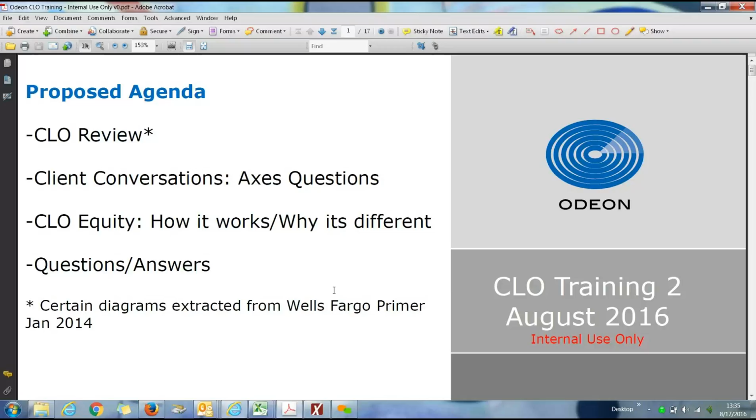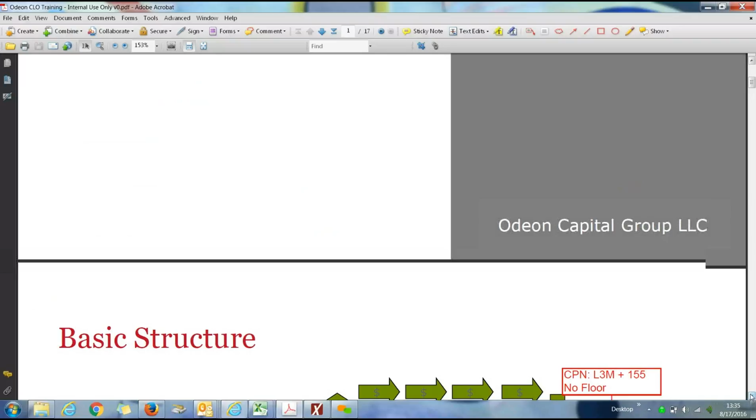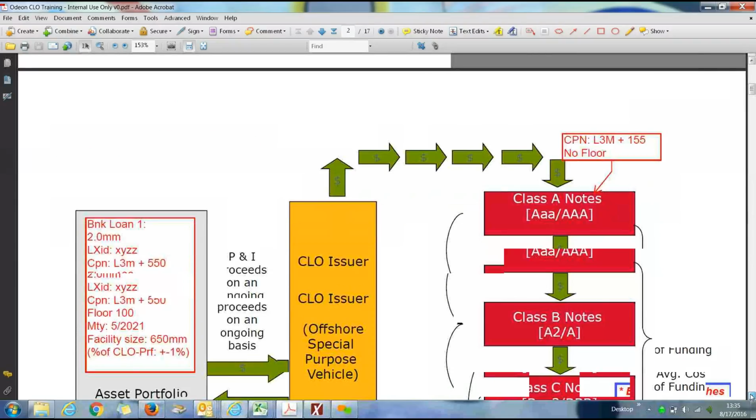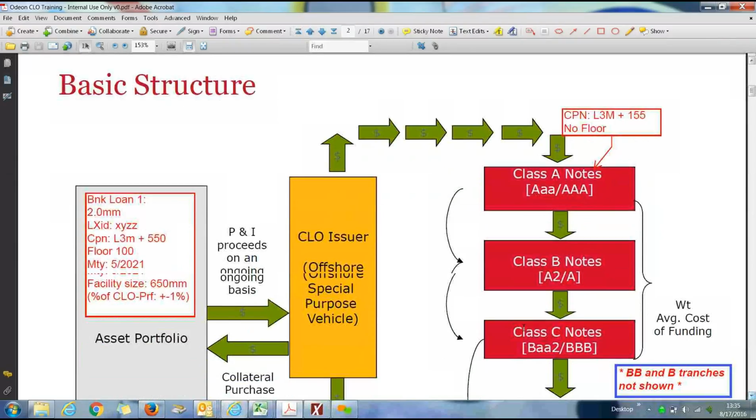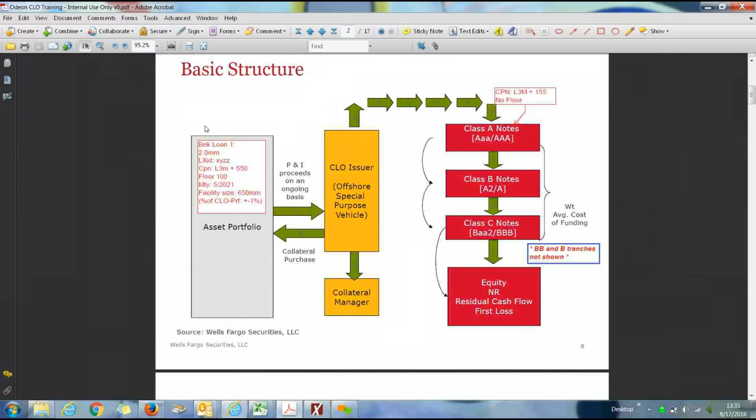So let's see. All right, one of the original slides that we had looks like it's too big, so I'm making it smaller so it fits. This is one of the slides from the first presentation that we did. This is the basic structure of a CLO, and for this slide it doesn't matter if it's CLO 1.0 or 2.0.